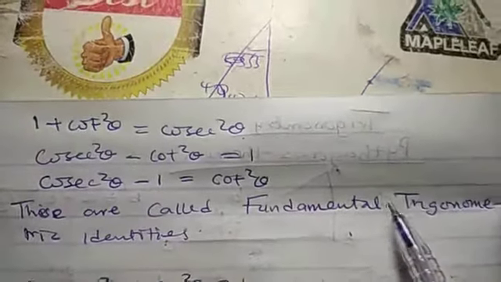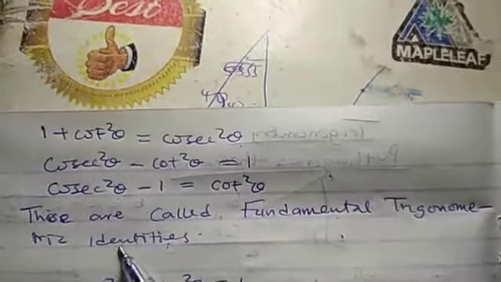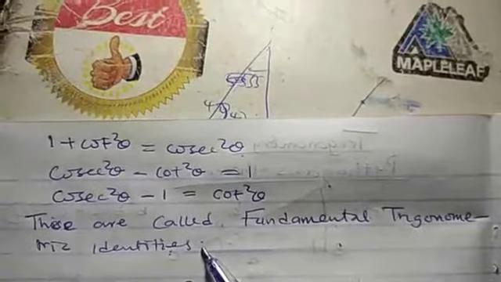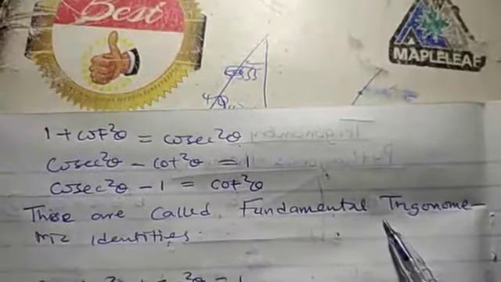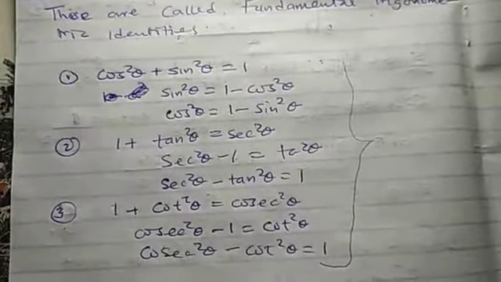So these results are what we call fundamental trigonometry identities. That's what we call trigonometry identities. So the results, once again, you have to memorize all of them. They are very, very important. Pause and memorize them.